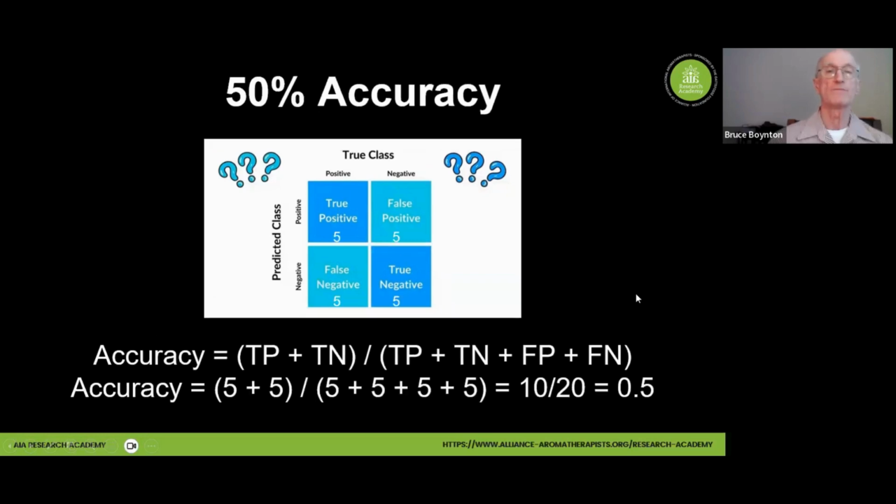So let's try that out. Okay. Now I just arbitrarily put 5s in all these boxes to do a little fake calculation. So let's figure the accuracy. It's the true positives and the true negatives. So that's 5 plus 5 is 10 over everything. 5, 10, 15, 20. So 10 over 20, that's 50%. So that's not a very accurate test.